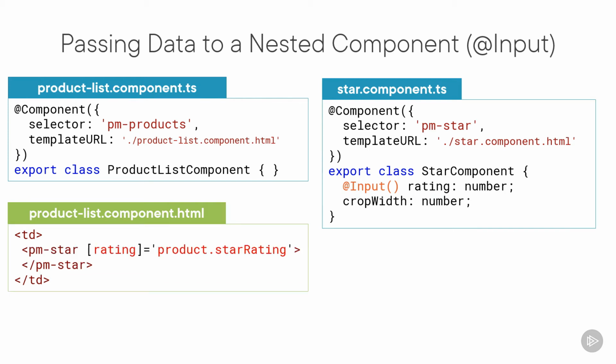Recall how to use property binding? We enclose the nested component's property in square brackets and assign it to an expression enclosed in quotes. In this example, the product list template uses property binding to pass the product's star rating to the star component. The container component can only bind to a nested component property marked with the Input decorator. So in this example, the product list template can bind to the rating, but not the crop width. Let's give this a try.